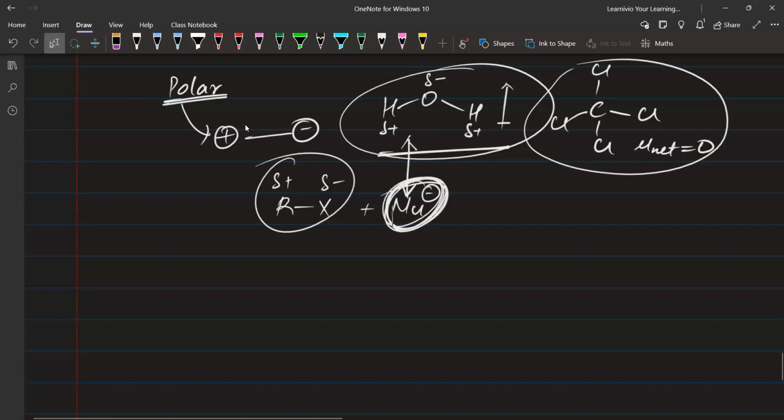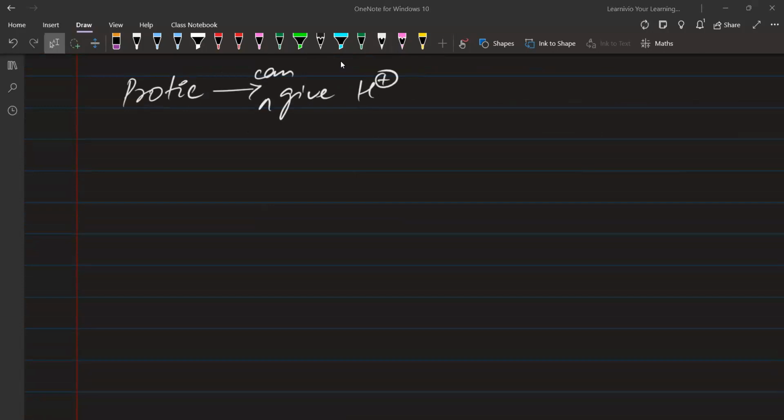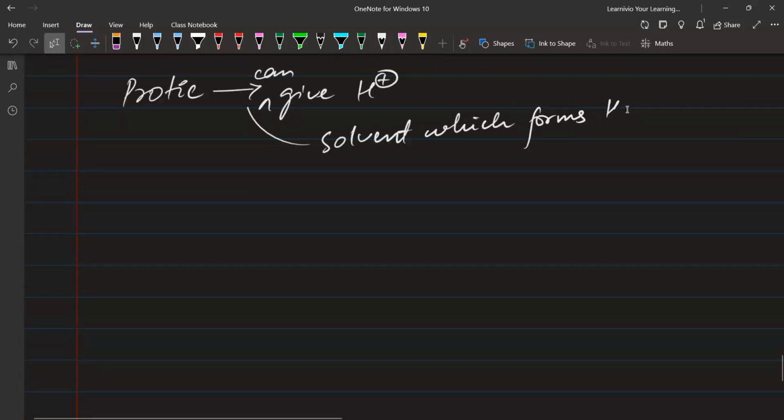अब polar में there are two things, polar protic and polar aprotic. So what is the meaning of protic? Protic means which can give H plus. I am not saying it gives H plus, rather, it can give H. इस आइडिया को आप लेके चलिएगा. But in fact, the exact meaning of polar protic is solvent which forms hydrogen bond. For example, water, ethanol, methanol. ठीक है, all of these are the examples of polar protic solvent which can form hydrogen bond.